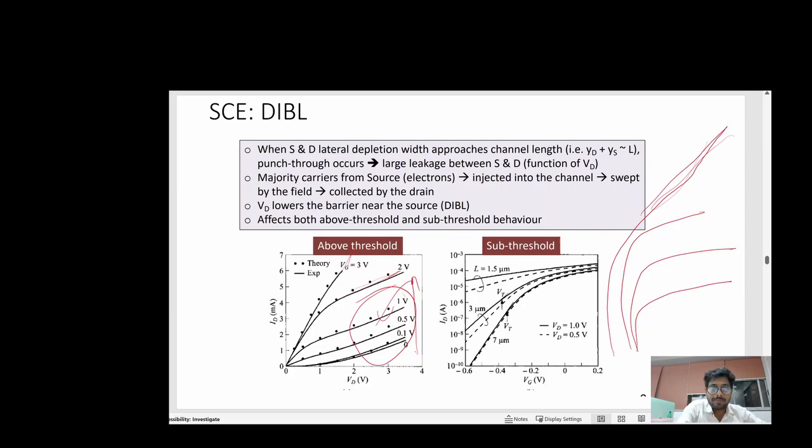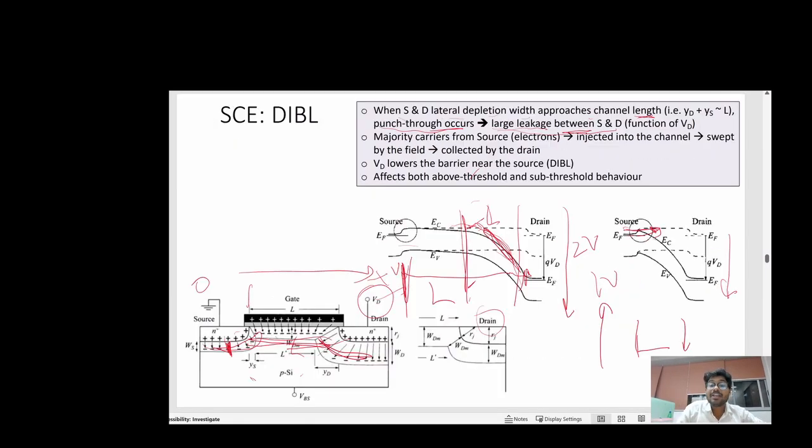Majority carriers from the source, electrons, are injected into the channel, swept by the field and collected by the drain. So the same thing I told you here: it is highly doped N plus plus at this position. This is the injection of electrons into your semiconductor from the source contact.